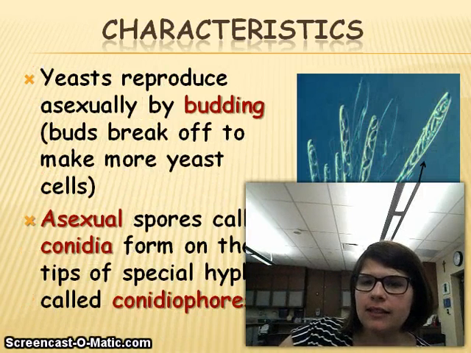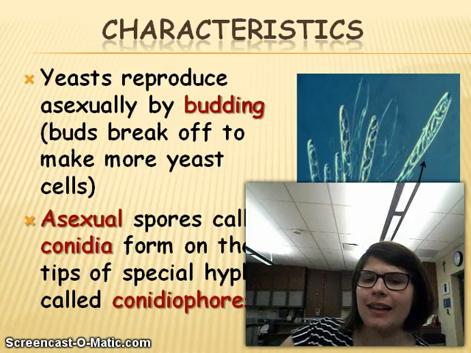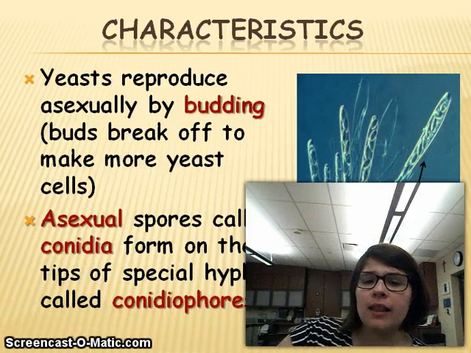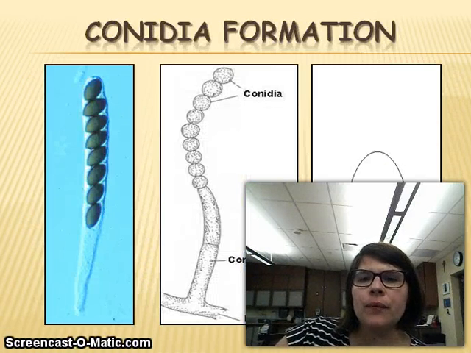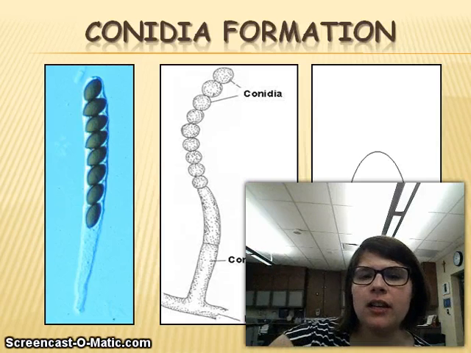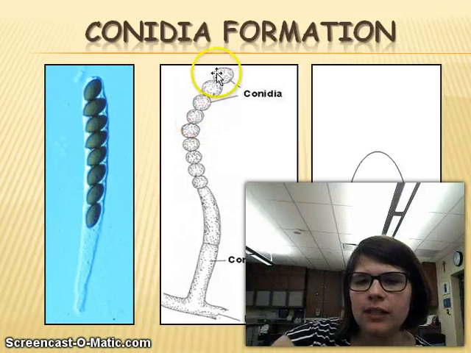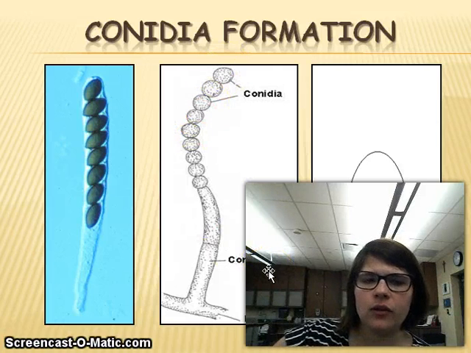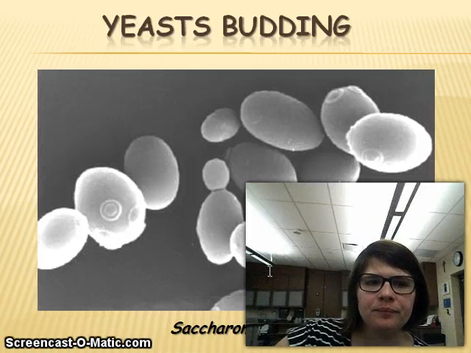For our characteristics, they reproduce by budding, just like the yeast that we were just talking about. Asexual spores called conidia form on the tips of special hyphae known as conidiophores, and this is for the sac fungi, guys. So conidia formation, you're going to see all of these spores right through here, and then we're going to see the conidia out here, and it's eventually going to be able to spread out. So here's a picture of yeast budding.